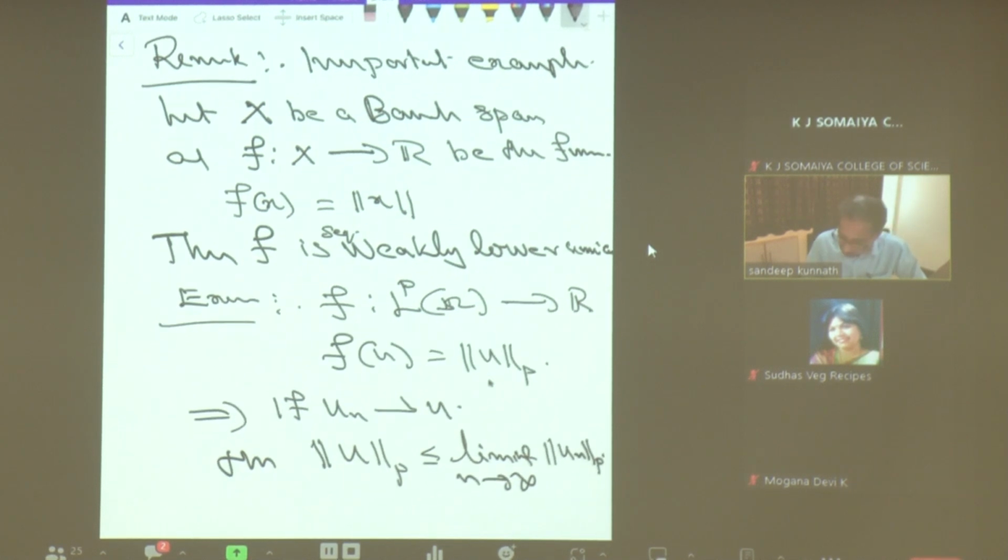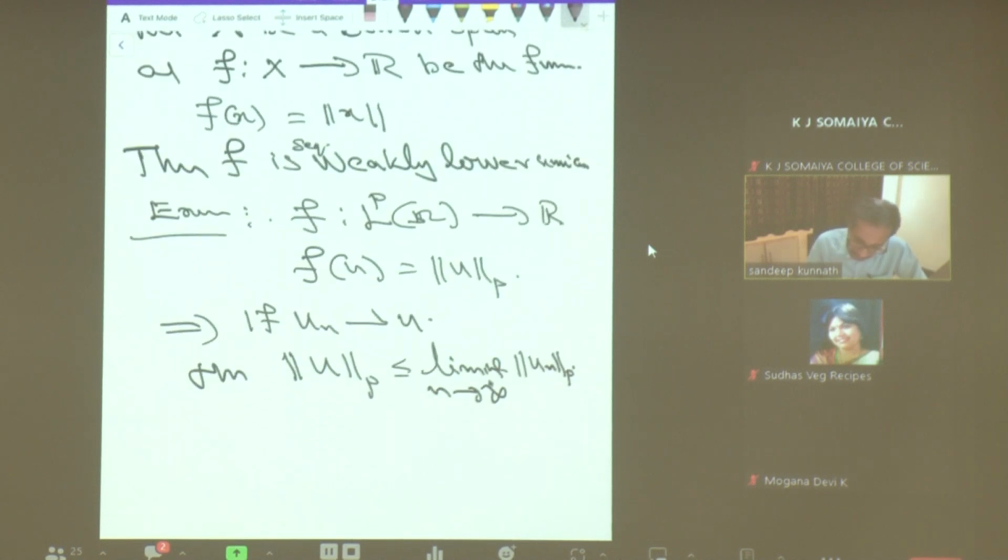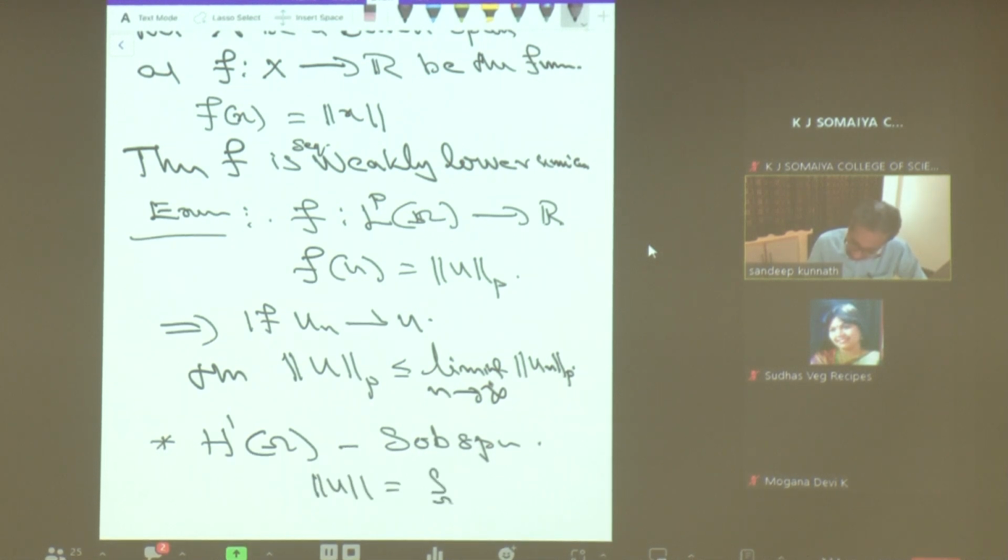Okay. So it's a norm. For example, yesterday we defined the Sobolev space H1 of omega. There the norm of u was something like the integral over omega of gradient of u squared plus u squared, to the power 1/2. And this also will have the same property. If u_n converges to u weakly, then again the norm of u is less than or equal to the limit of the norm of u_n.